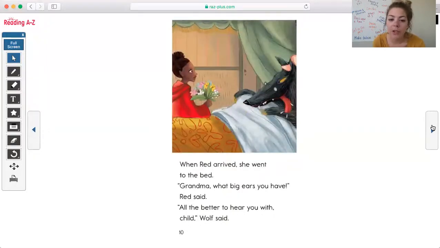When Red arrived, she went to the bed. "Grandma, what big ears you have," Red said.